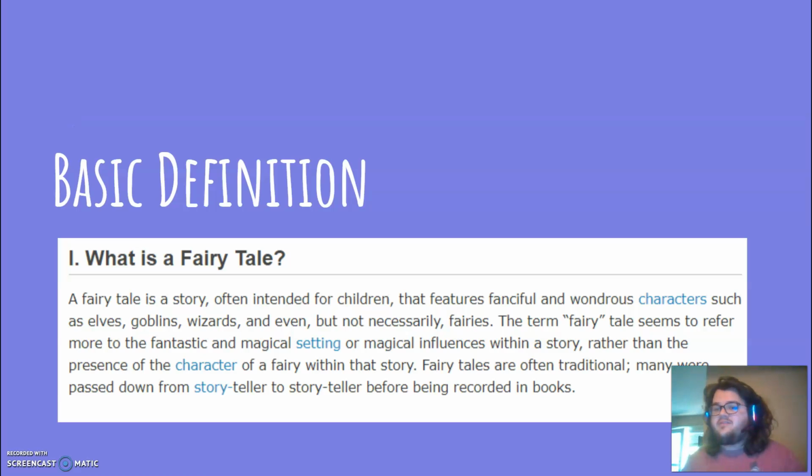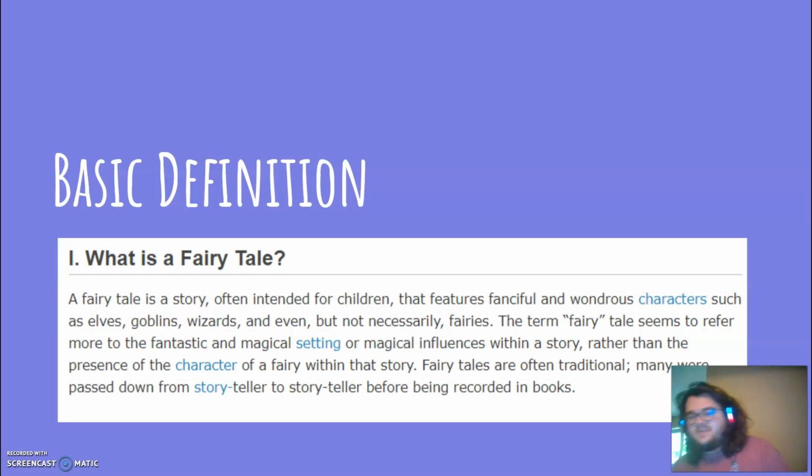So let's look at the basic definition. This is not the writer definition or the reader definition. This is just what a dictionary might call a fairy tale. This is from literary-terms.net. Fairy tale is a story, often intended for children, that features fanciful and wondrous characters such as elves, goblins, wizards, and even, but not necessarily, fairies. The term fairy tale seems to refer more to the fantastical and magical setting or magical influence within a story, rather than the presence of the character of a fairy within the story. Fairy tales are often traditional. Many were passed down from storyteller to storyteller before being recorded in books.